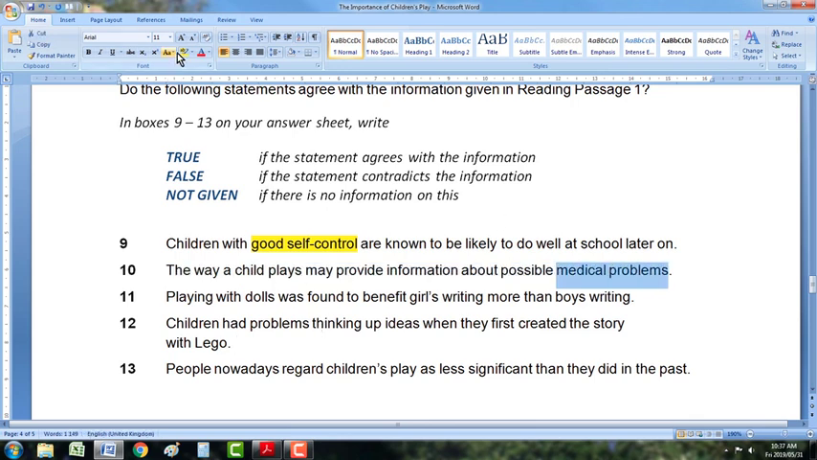In this one, I would go with medical problems. Remember, one of the many problems with true, false, not given is that some of these keywords might not be there. It might be not given. So just bear that in mind. I would go with dolls over there. Maybe girls and boys. Definitely Lego. There's a capital letter there that can help me to scan. And I don't see much over here. Maybe nowadays.